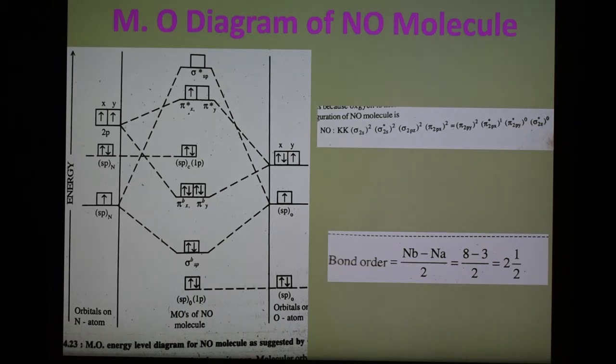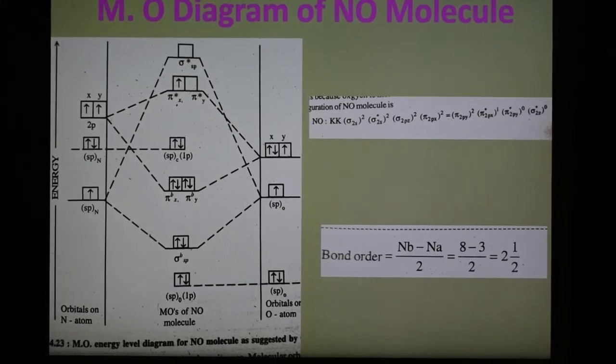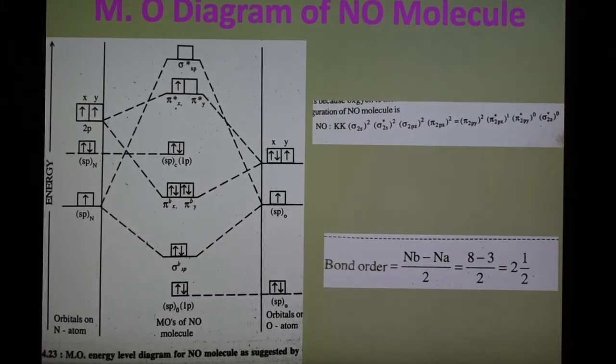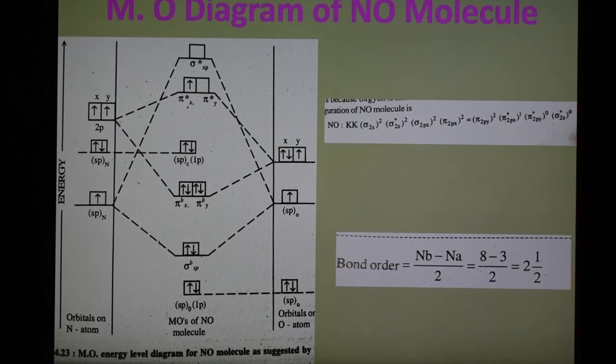And in the case of nitric oxide, 1 lone pair is on nitrogen, and on the oxygen also there is 1 lone pair, and between the two atoms there are 2 bonds of 2 electrons and 1 bond of 3 electrons, and therefore the bond order is 2.5.